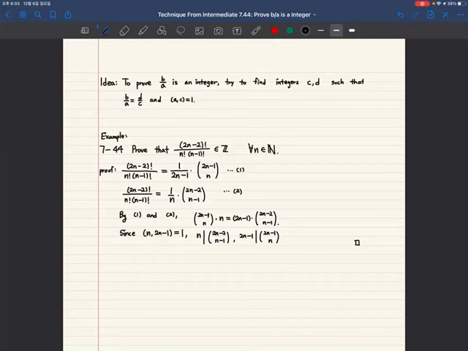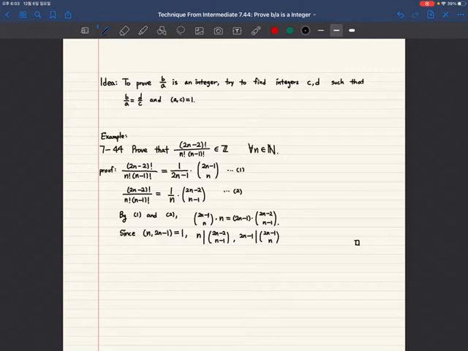Hello. I'm going to introduce a technique from number theory related to Intermediate problem 7.44. It's a problem from a book. The idea we learn from this problem is a technique to prove that b over a is an integer. So the idea is like this.